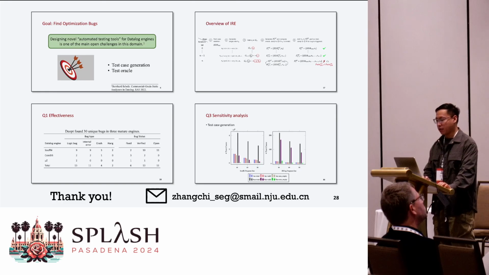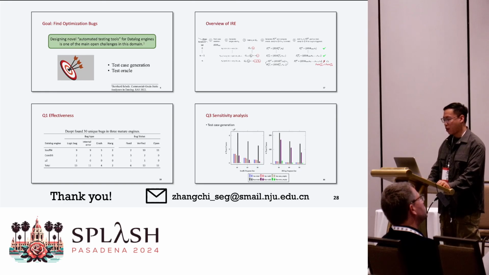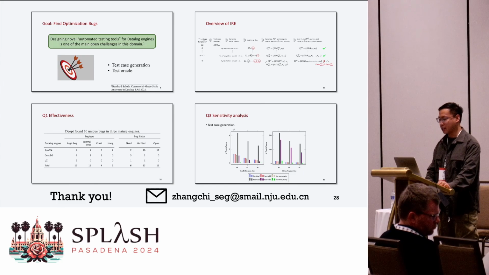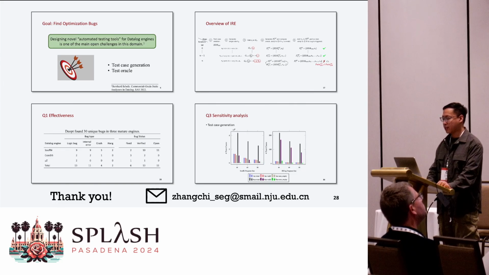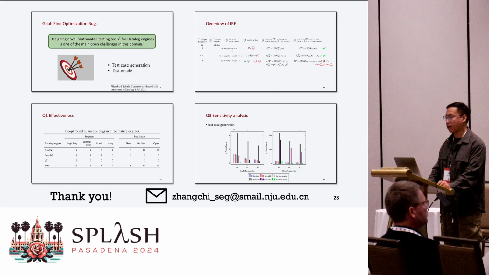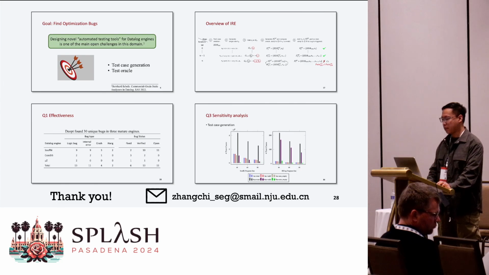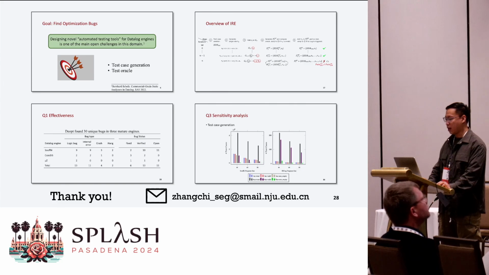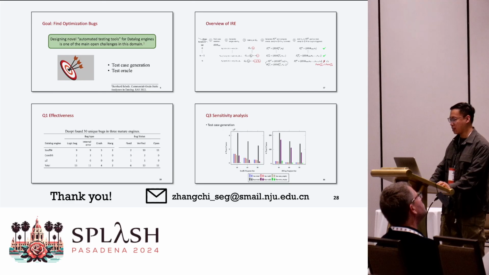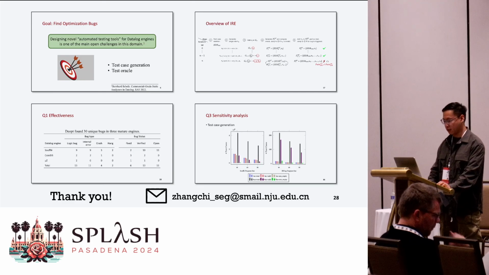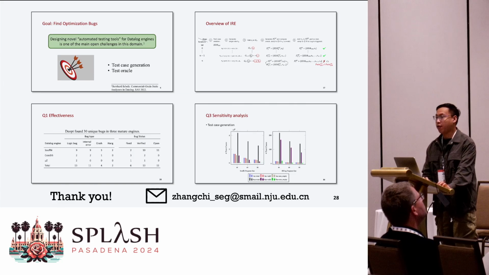Lastly, let me conclude my talk. This work aims to identify cross-rule optimization bugs in Datalog engines. We proposed an incremental rule evaluation method that generates the test case and the test oracle at the same time. Our approach found 30 unique bugs across 3 major engines and demonstrated the ability to generate more valid and non-empty test cases compared to the random method. That's all. Thank you all for listening.